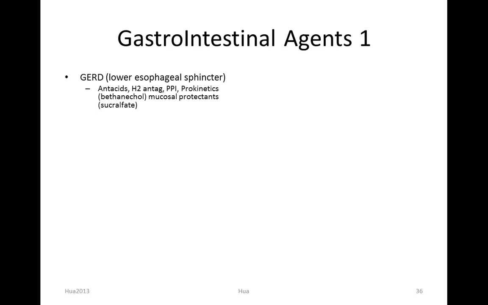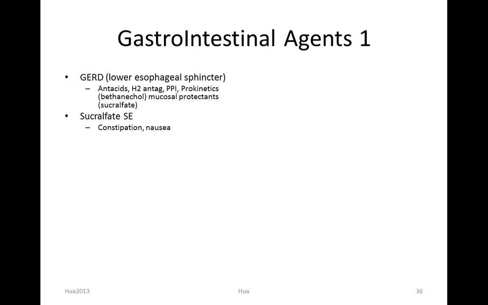GI agents, so you have the GERD. It's due to a problem with the lower esophageal sphincter, or just the upper part of the stomach. So you can use antacid for short-term use only, to quickly neutralize. Antacid is not for long-term use. Or you can use a histamine type 2 antagonist, a proton pump inhibitor, prokinetics, which help movement of the GI, bethanechol, which is a cholinergic agonist. Or you can use mucosal protectant like sucralfate, so it could coat the lining of the stomach.